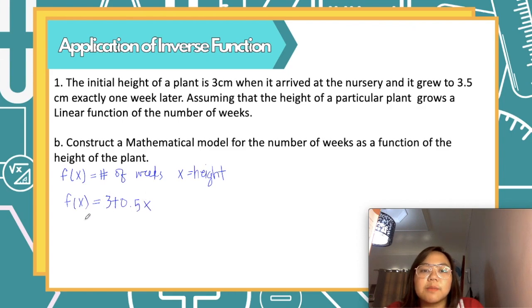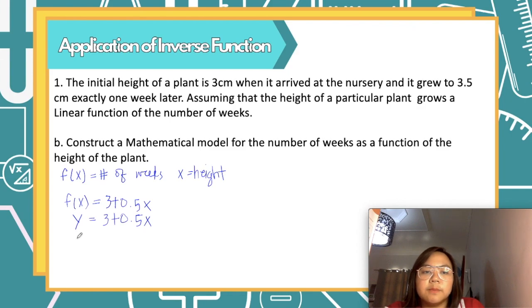This is the mathematical model that gives you the height as a function of the number of weeks. Now, to get the mathematical model for the number of weeks as a function of the height of the plant, we just have to get the inverse of this. So, the first thing that we can do again is to change f of x to y. So, this will be y is equal to 3 plus 0.5x. And then we interchange x and y and then solve for y.